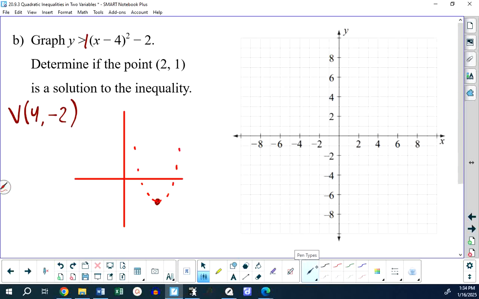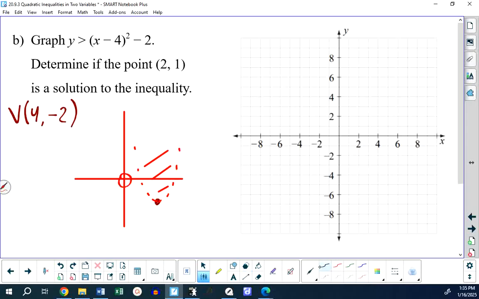Where are we going to shade, above or below? How many of you see it's above because it says y is greater than? If you do, that's really good. If you don't, that's okay.